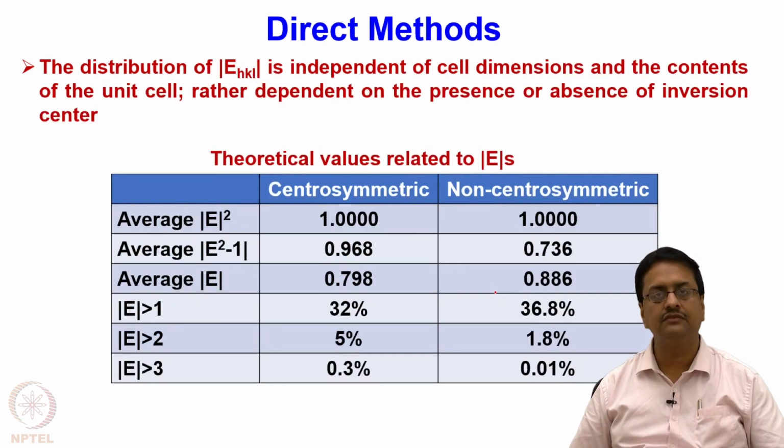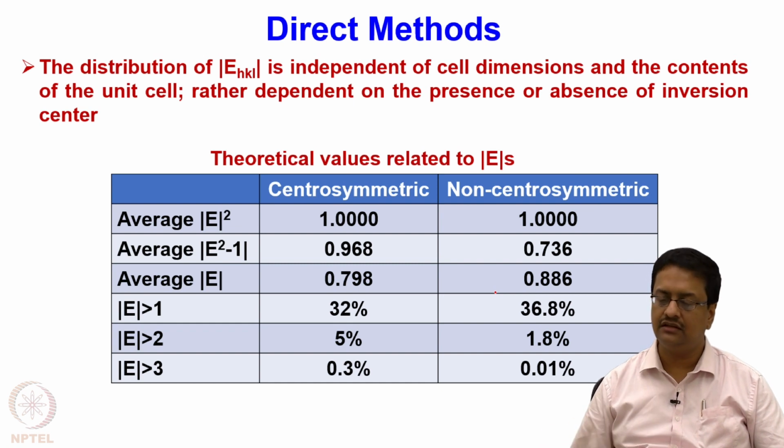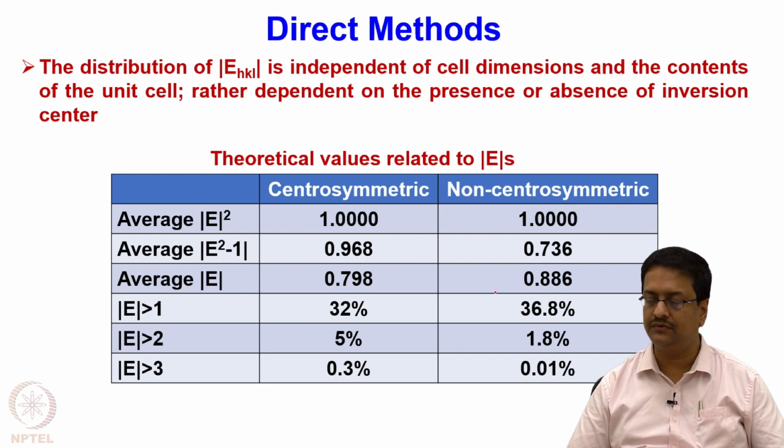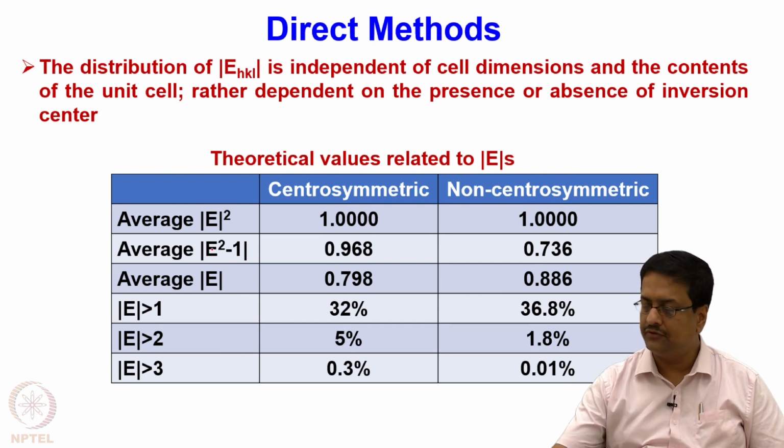So, the distribution of E HKL is independent of cell dimensions and the contents of the unit cell. Rather, it is dependent on the presence or absence of the inversion center. Here in this table, we have a set of theoretical values for E, and what we see here is that the average value of E square is the same for both centrosymmetric and non-centrosymmetric structures.